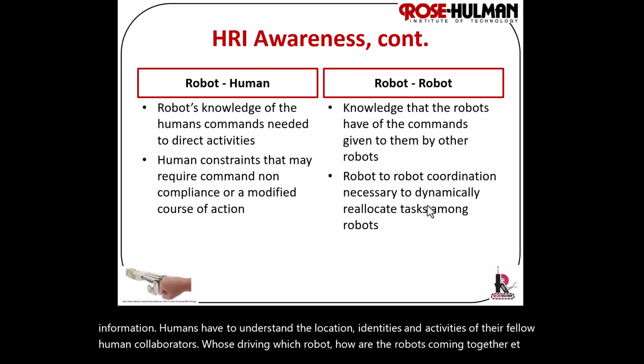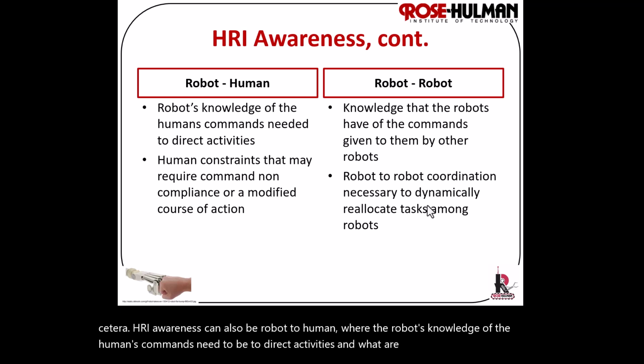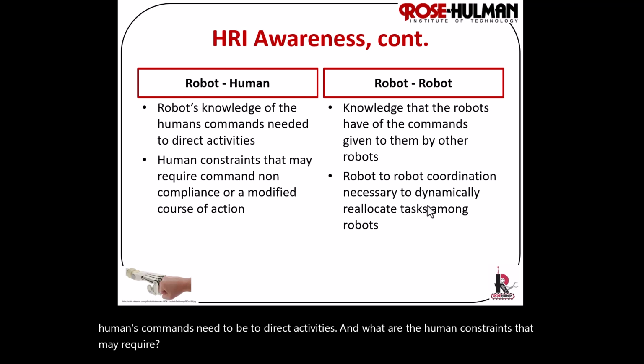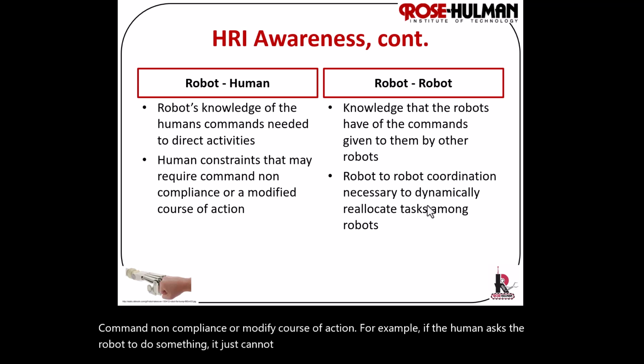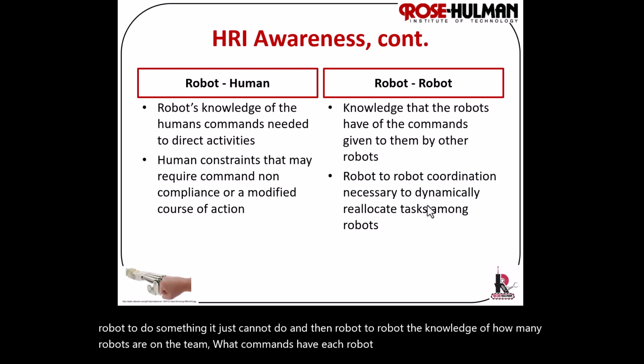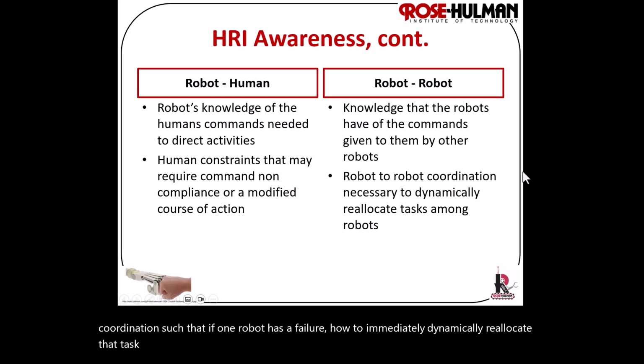HRI awareness can also be robot to human, where the robot's knowledge of the human's commands need to be to direct activities. And what are the human constraints that may require command non-compliance or a modified course of action? For example, if the human asks the robot to do something it just cannot do. And then robot to robot, the knowledge of how many robots are on the team, what commands have each robot been given, and robot to robot coordination, such that if one robot has a failure, how to immediately dynamically reallocate that task among other robots so that it can still be achieved.